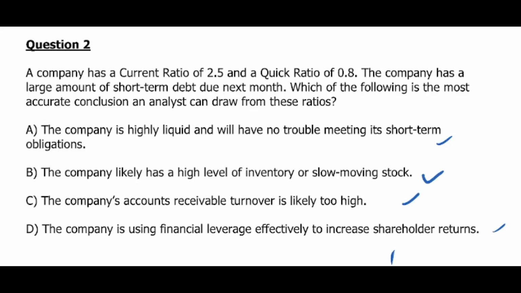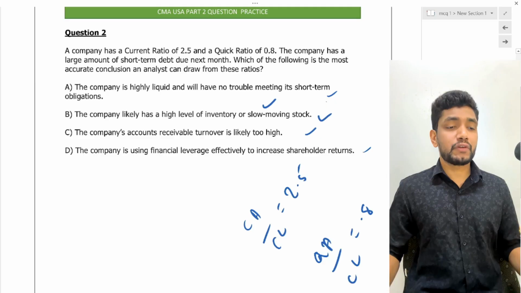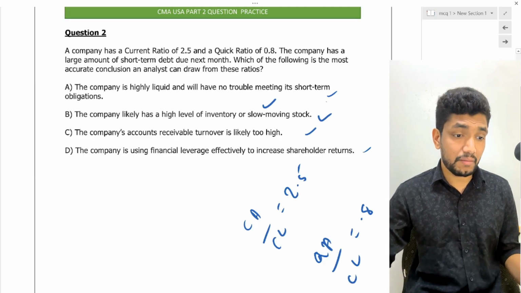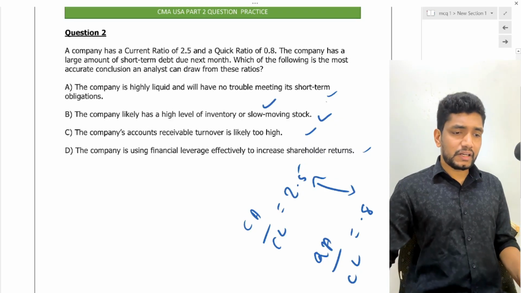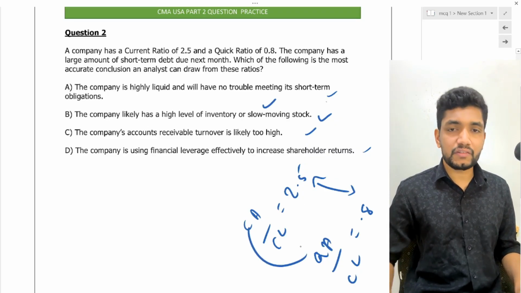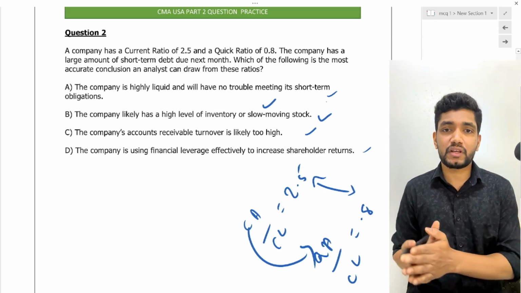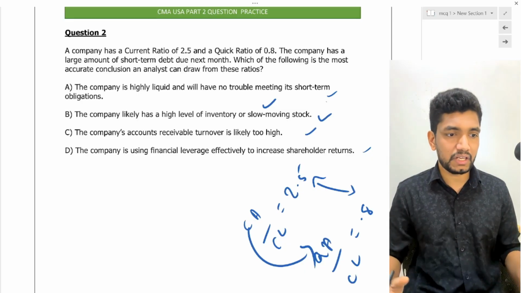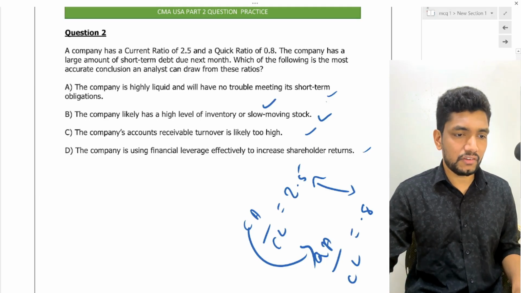Here the most suitable option is option B. That means the company has a high level of inventory of slow-moving items. You see the big gap between the current ratio and the quick ratio. This gap is mainly inventory. From current assets to quick assets, what we are eliminating is inventory and prepaid expenses. Here there is a big gap, so we can assume that it is inventory. So in this question, option B is the right answer.